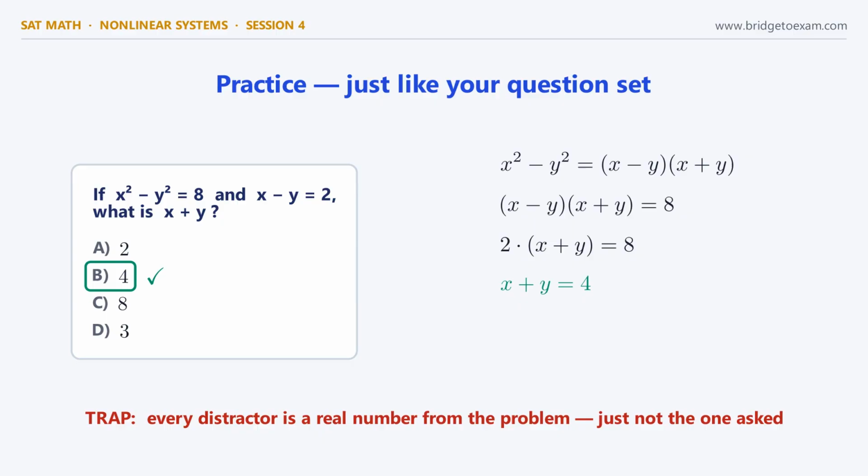Now the second equation tells us x minus y is 2. Substitute that whole factor. 2 times x plus y equals 8. Divide both sides by 2 and x plus y equals 4. The answer is B. And look at the distractors.